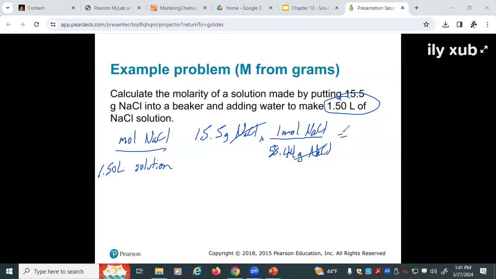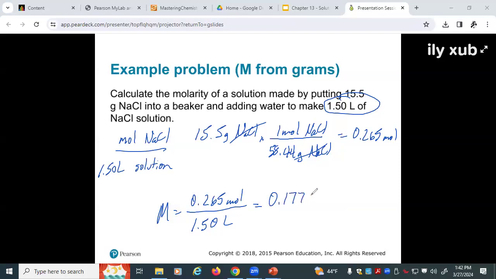15.5 divided by 58.44. With three significant figures, that's 0.265 moles. So our molarity is the 0.265 moles of sodium chloride divided by the 1.50 liters of solution. 0.265 divided by 1.50. Again, with three significant figures, that gives us 0.177 molar sodium chloride.